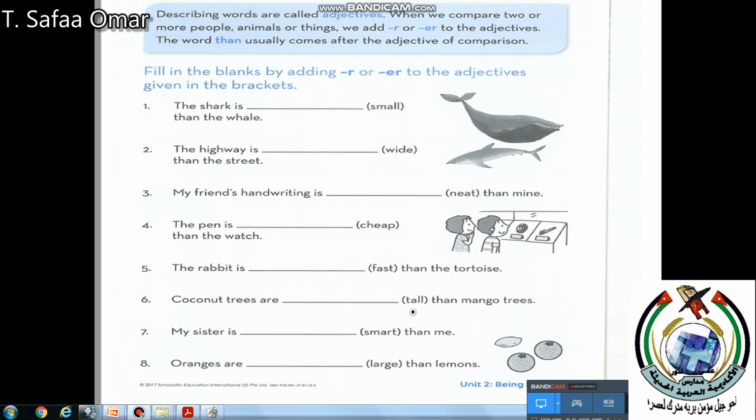Now open your workbook, page number 11. Open your workbook, page number 11.